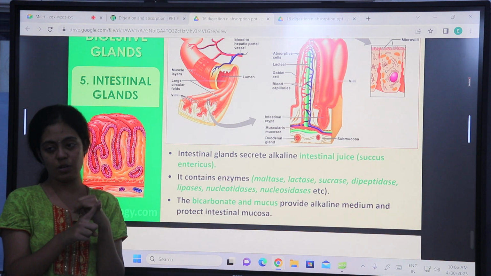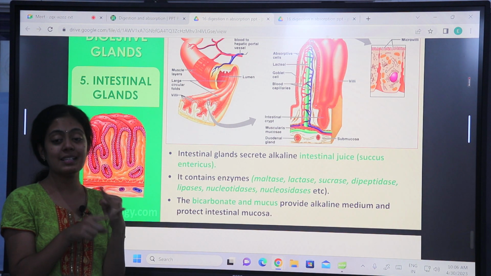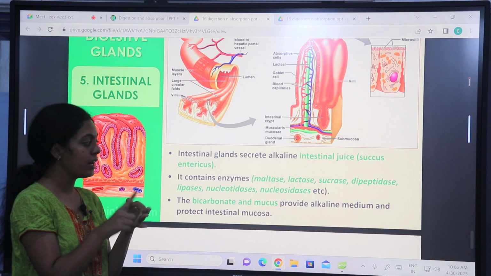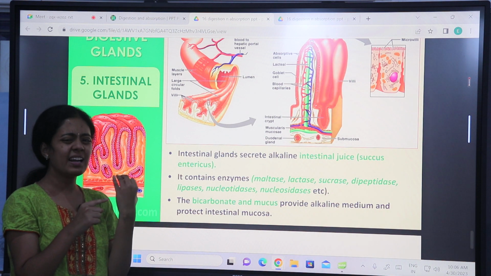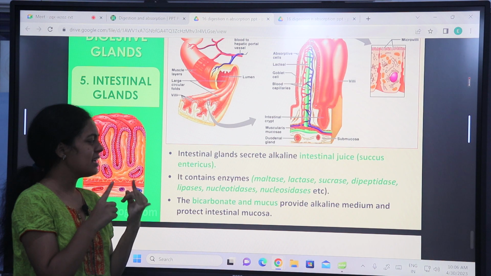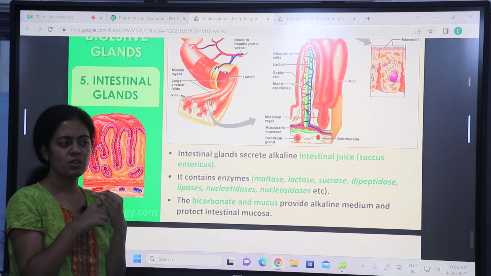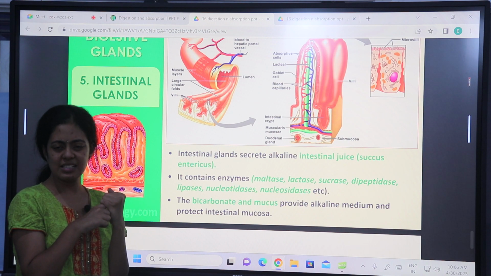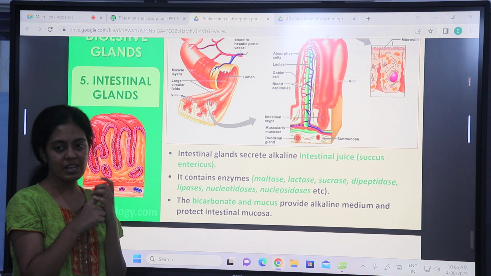So what does maltase do? Digests maltose. What does lactase do? Digests lactose. What does sucrase do? They digest sucrose. What kind of sugars are these, maltose, lactose and sucrose? Are they monosaccharide, disaccharide, polysaccharide? Very good.